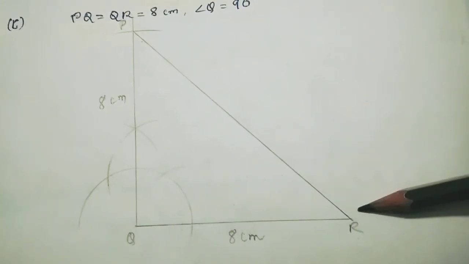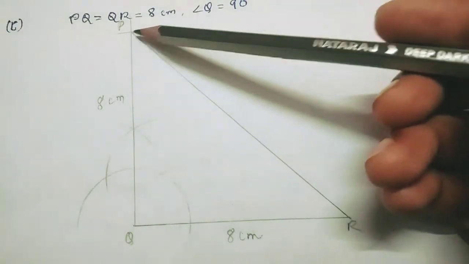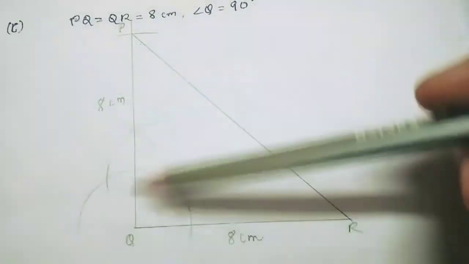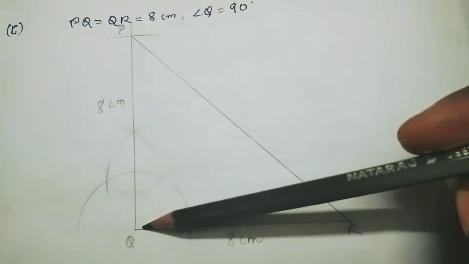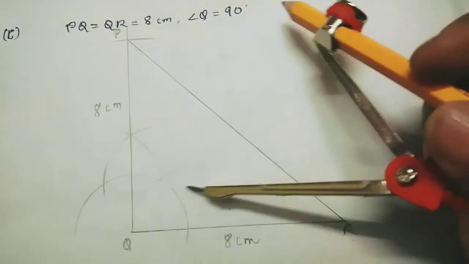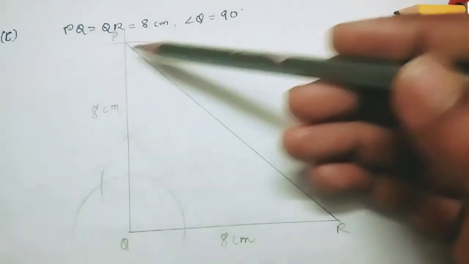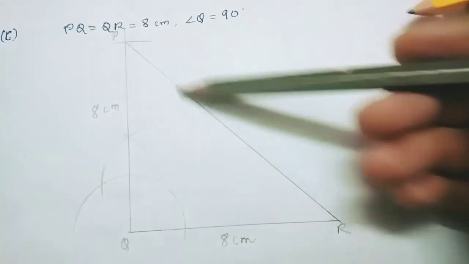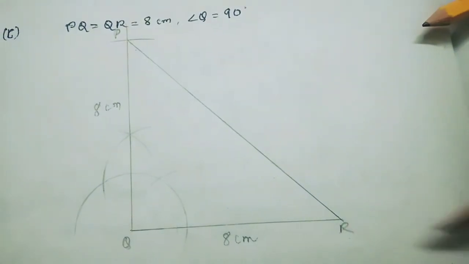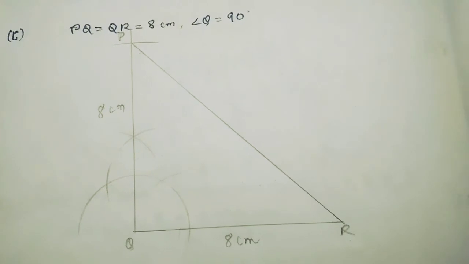So understood how to make the 90 degree, you already know this. First of all we have made the QR side here. From this Q point we have made this 90 degree angle, we have drawn this line, and from this point Q we have taken by this compass, we have cut this 8 centimeter arc. After that we have joined this PR line. Okay, so in this way we have completed this C number question.